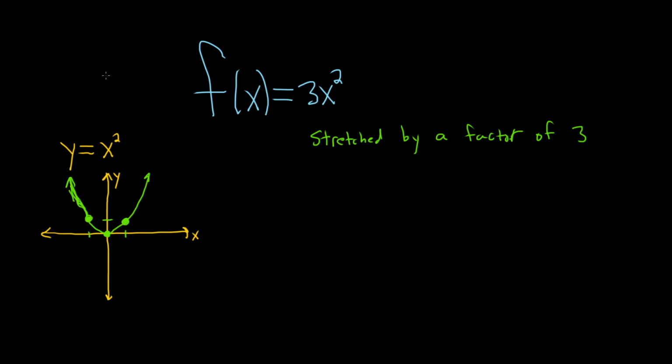So if you can imagine yourself as a person up here with really long arms, and you were grabbing the graph and you were pulling it up, it gets stretched. It becomes skinnier, okay? It becomes skinnier because what's happening is you're taking each y value and you're multiplying it by 3. So that's all we have to do to graph this. So let's go ahead and do it.